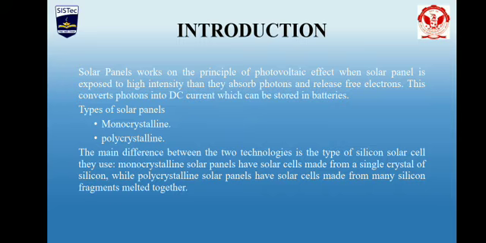Generally, there are two types of solar panels available in the market, monocrystalline and polycrystalline. The basic and main difference between the two technologies is that monocrystalline solar panels have single cells which are made from a single crystal of silicon. And if we talk about polycrystalline, the polycrystalline solar cells are made from a combination of solar cells which are melted together.